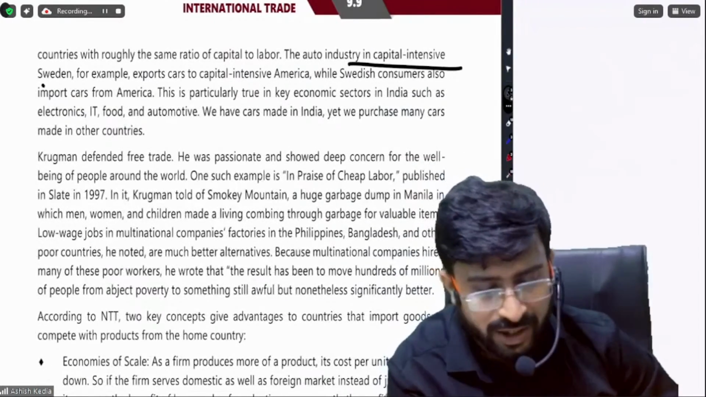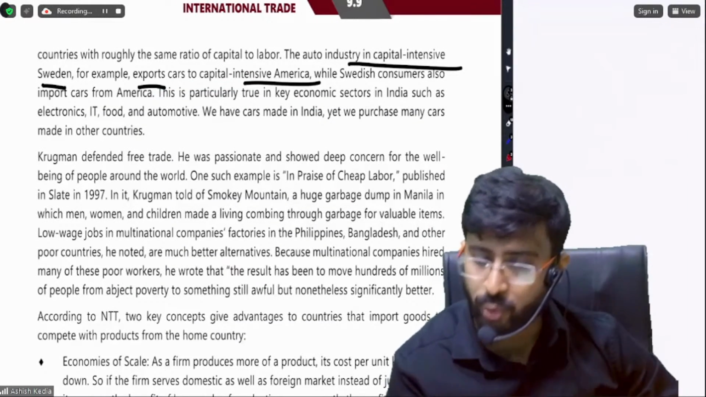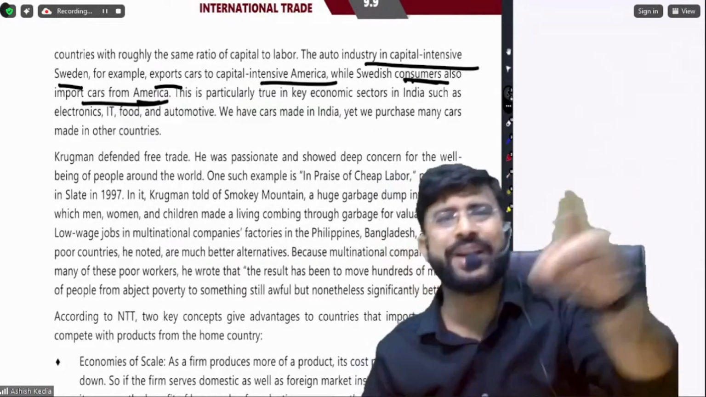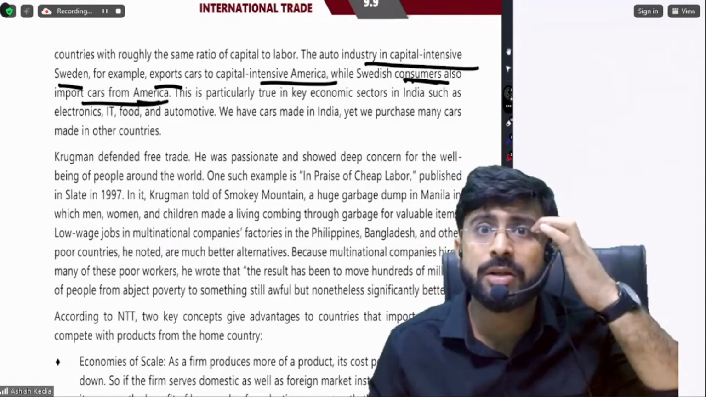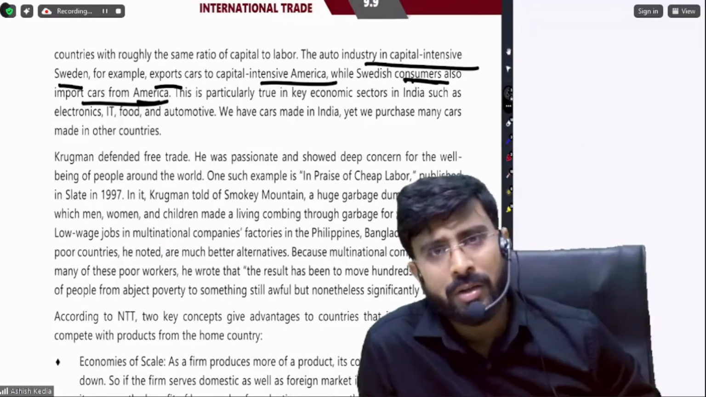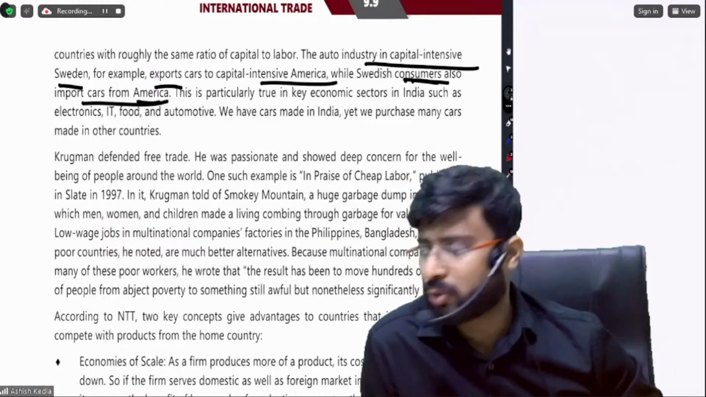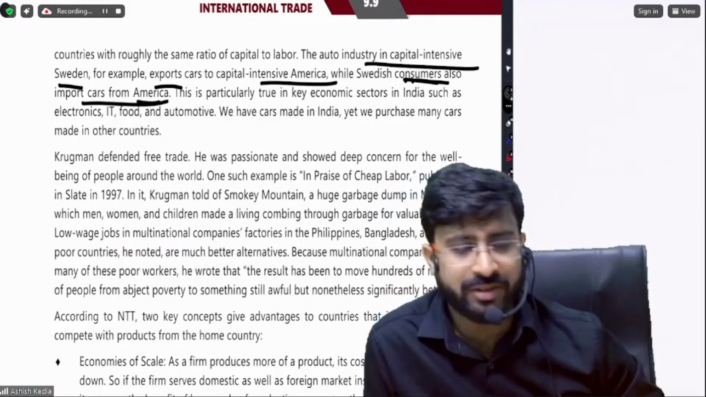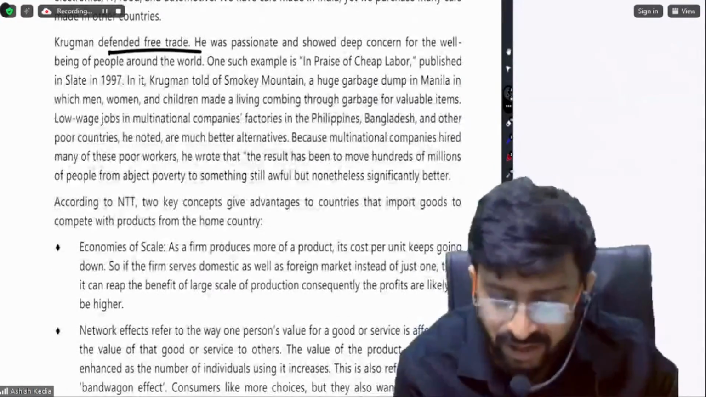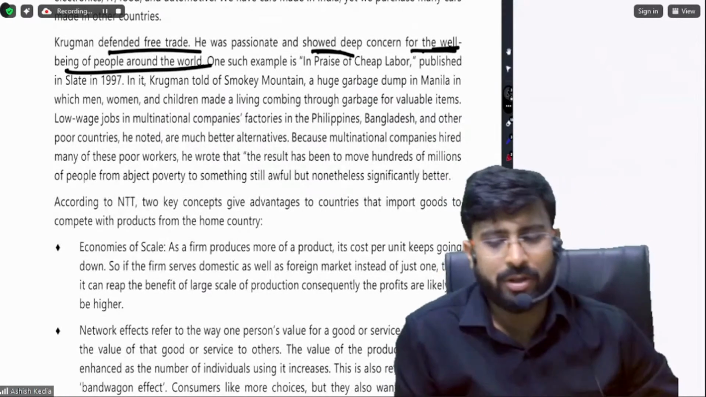The auto industry in capital-intensive Sweden, for example, exports cars to capital-intensive America, while Swedish consumers also import cars from America. So see, both Sweden and America have capital. Both are capital rich. So ideally, no trade should take place between them because both are capital rich. But it is indeed taking place. This is why the findings of Krugman are so relevant. Krugman is very famous in this part of the world. Krugman defined free trade. He was passionate and showed deep concern for the well-being of people around the world.